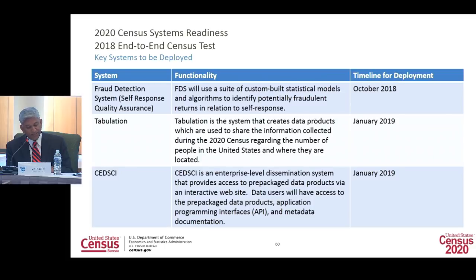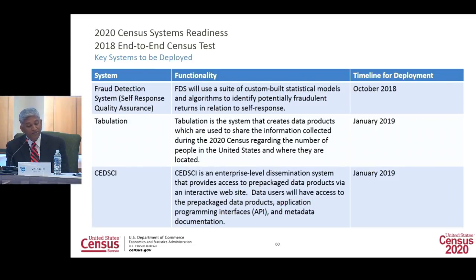The fraud detection team will also conduct a red team test, where a group of testers outside of the fraud detection team will purposefully introduce fraudulent responses into the 18 end-to-end test data that the system is processing. This will allow the fraud detection team to determine whether the system can identify the fraudulent responses and what model adjustments are needed.